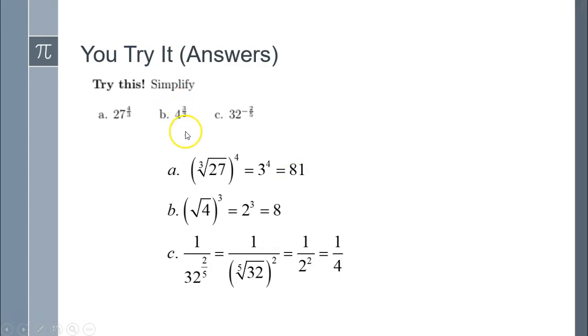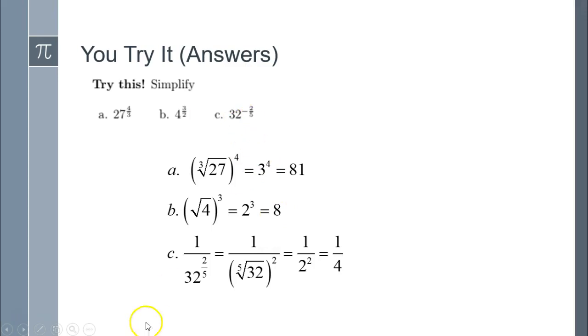4 to the 3 halves, you're going to take the square root of 4 and then cube it. So the denominator becomes your index, the numerator becomes the exponent you put on the radical. So I get 2 cubed, which is 8.